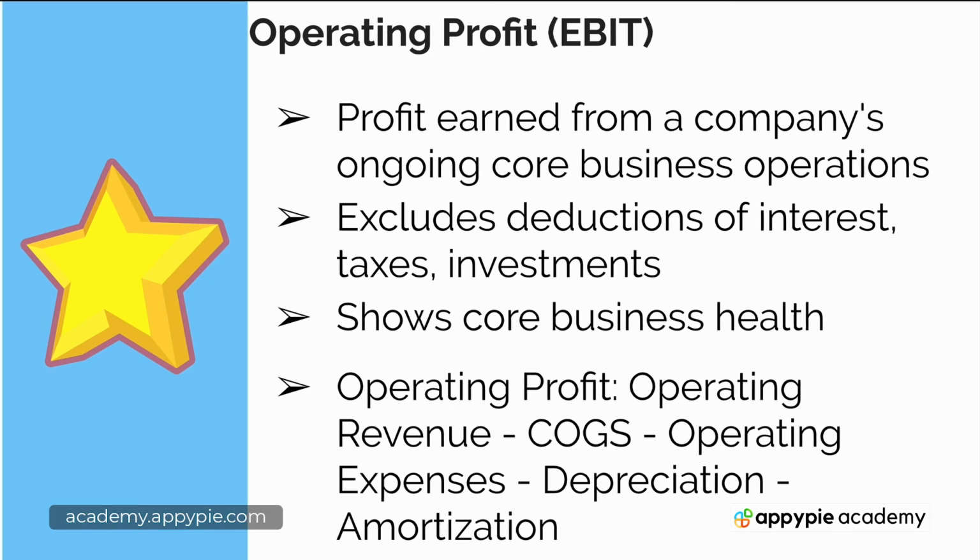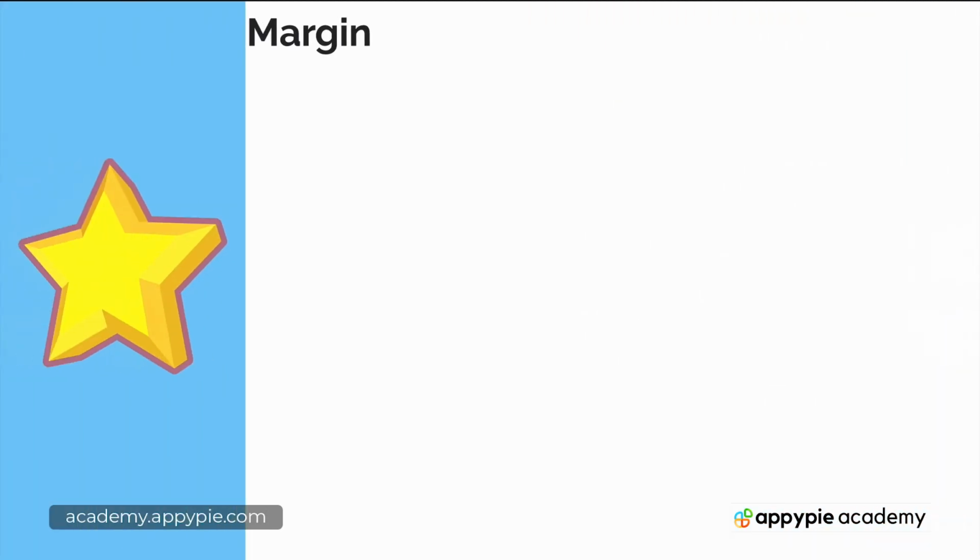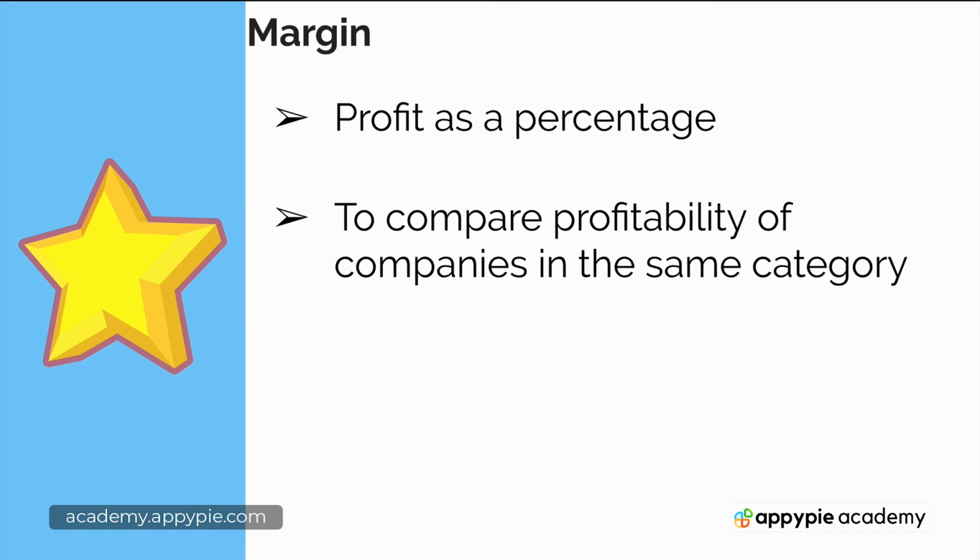Now, there's another way of looking at profit, and that is your margin. Your margin is actually still your profit, but it's looked at as a percentage. And the percentage is useful to compare the profitability of your company to companies in the same category to see which ones are run better. If it's a private company, you often don't know what your competitor's margin is. But it's very often used for publicly traded companies because they have to disclose that.